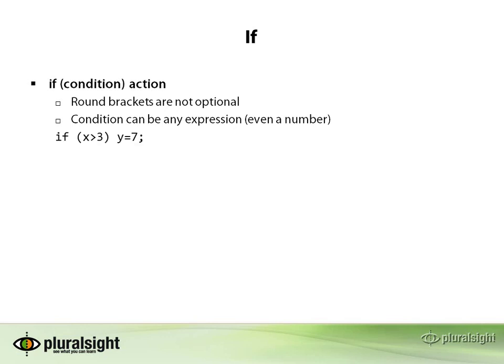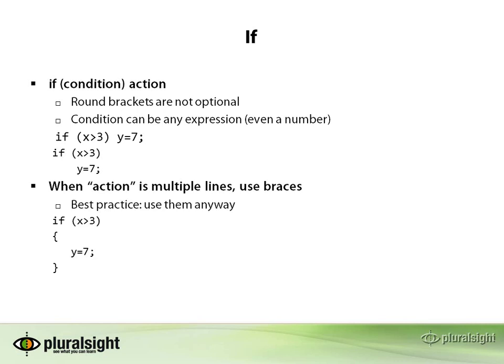So for example, if x is greater than 3, y is equal to 7. You can put a line break in there if you like. They're both exactly the same. The compiler couldn't care less. And it's important to note the compiler does not read indents and doesn't understand anything special based on whether or not you indent the lines. Those are for humans. So if you're going to have your action across multiple lines, you have to enclose it in braces. And I prefer to use them even for a single line, like this.